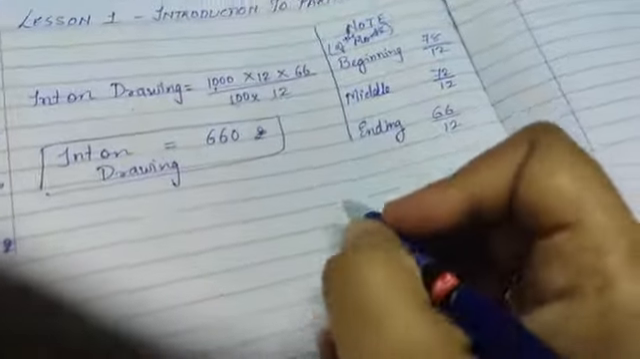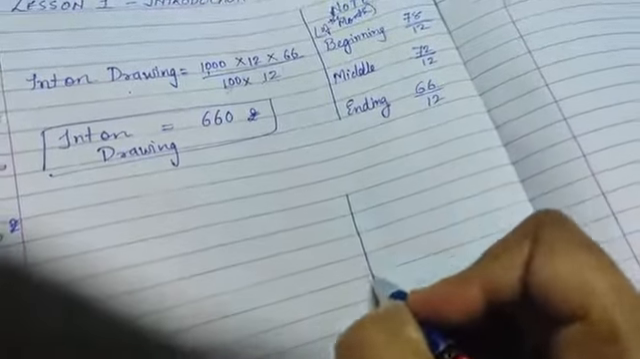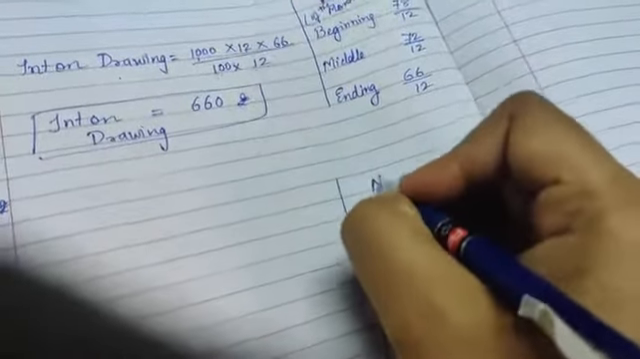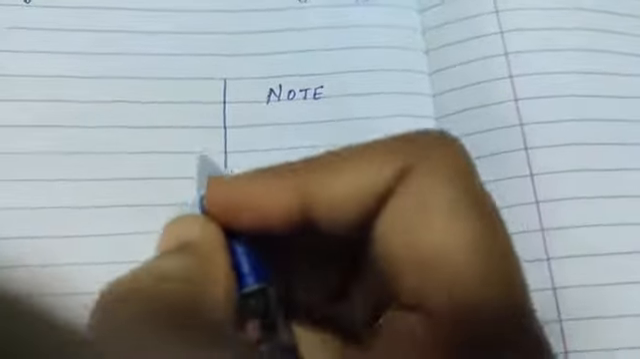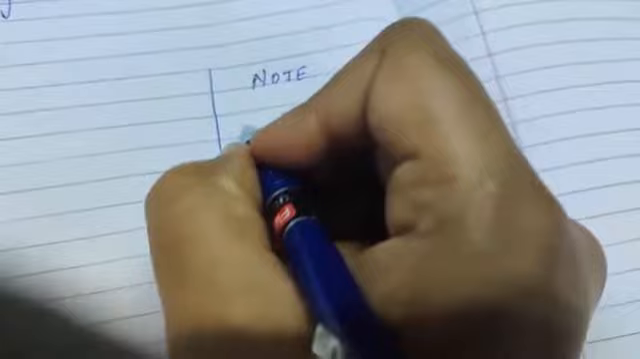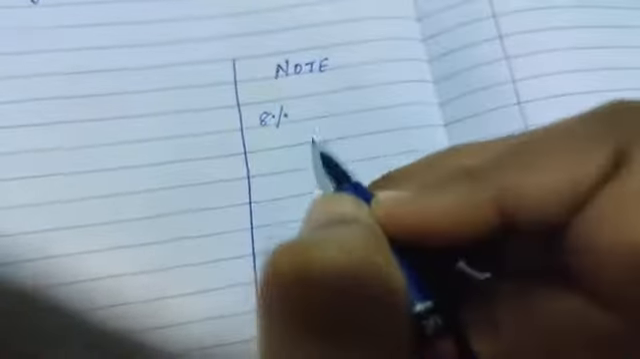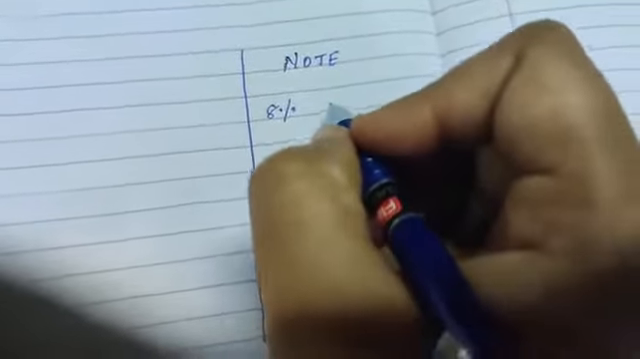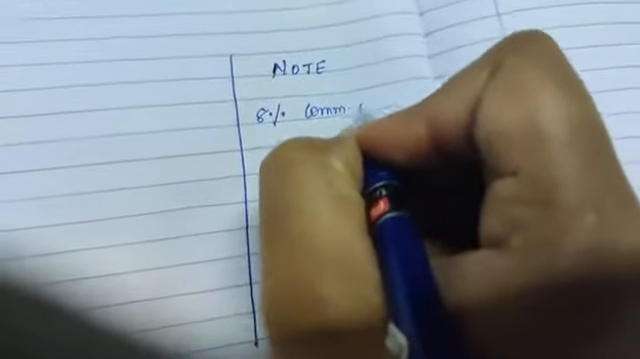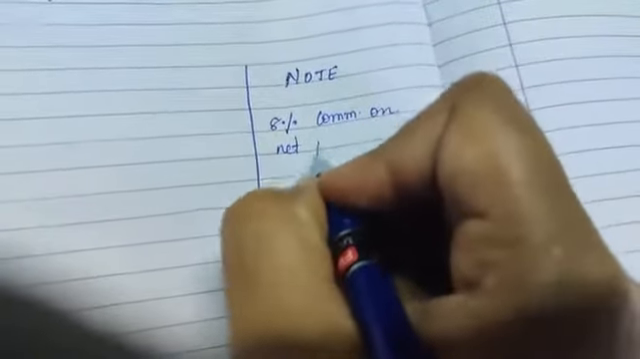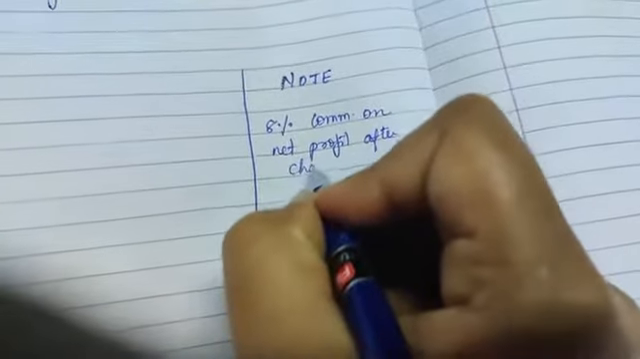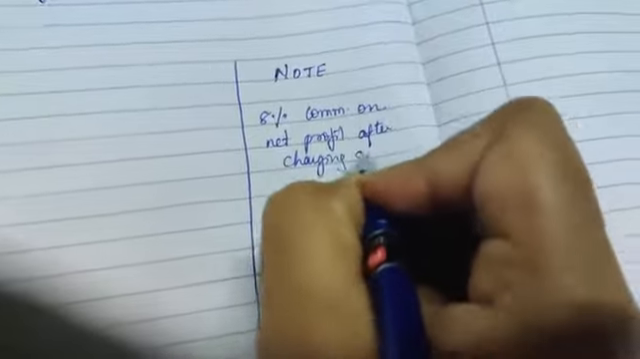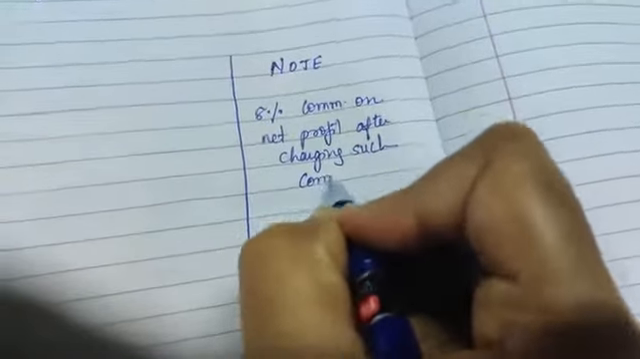Now first we will see the note for this particular sum. What thing you have to keep in mind while doing this sum? Note to remember: whenever you are doing such kinds of sums, suppose they have given 8%, so 8% commission on net profit after charging such commission. Now this is your first note to remember.